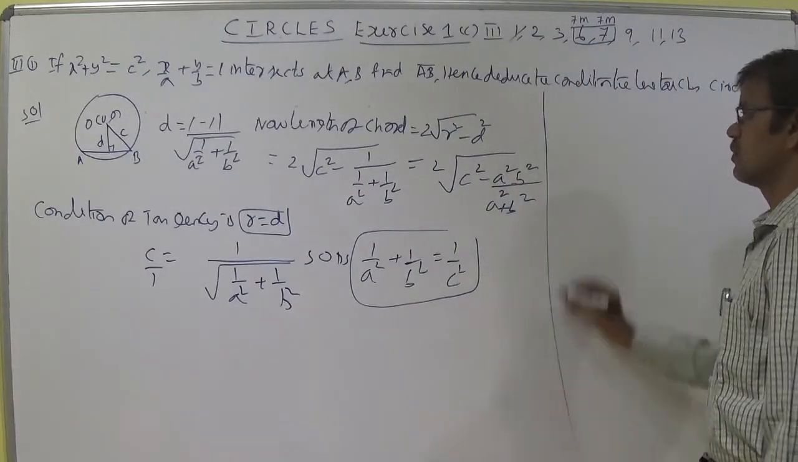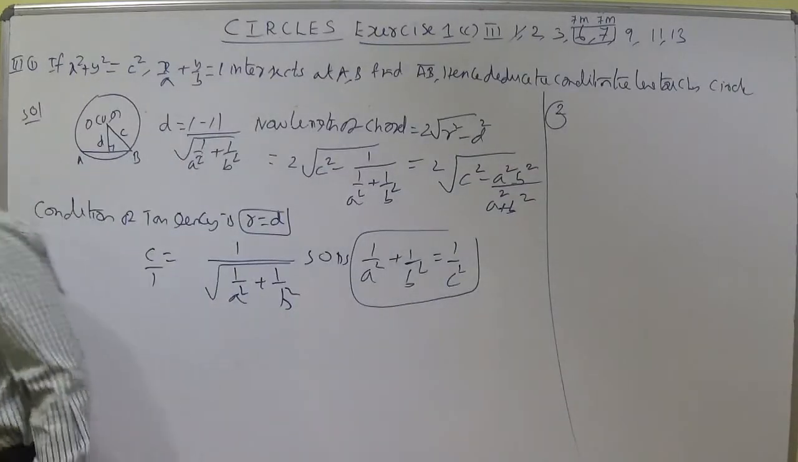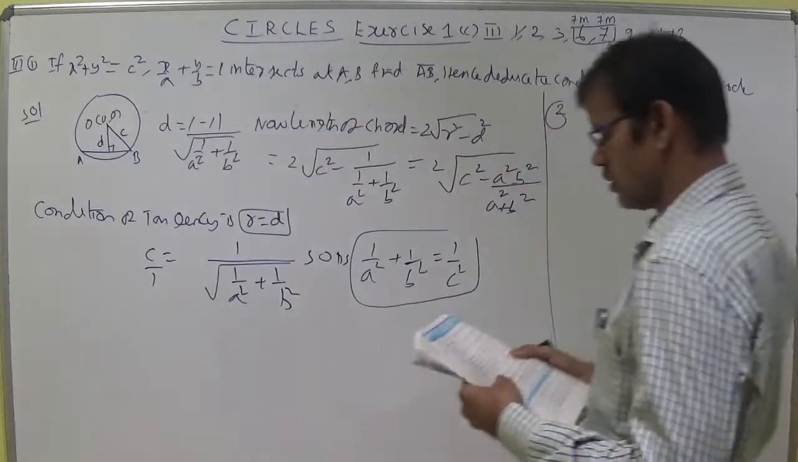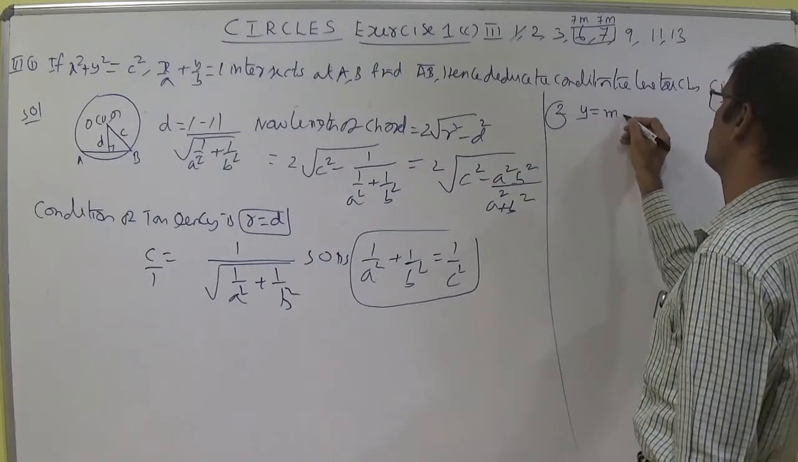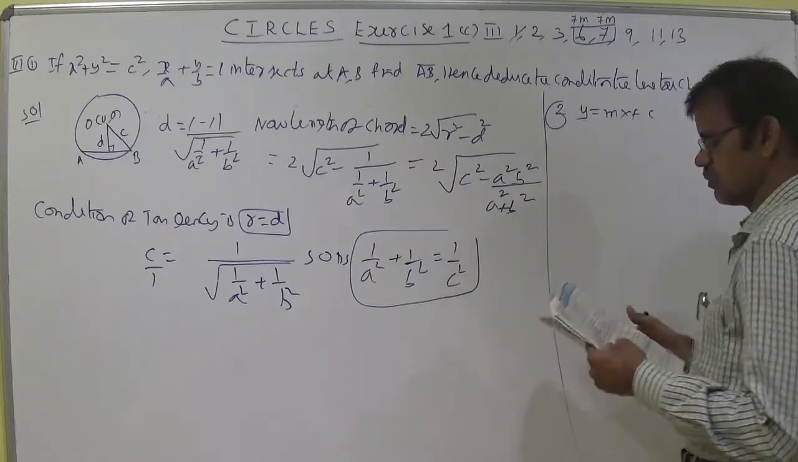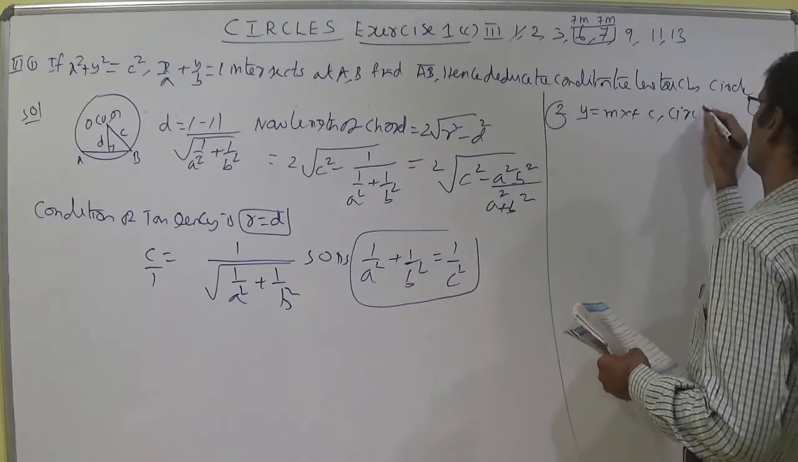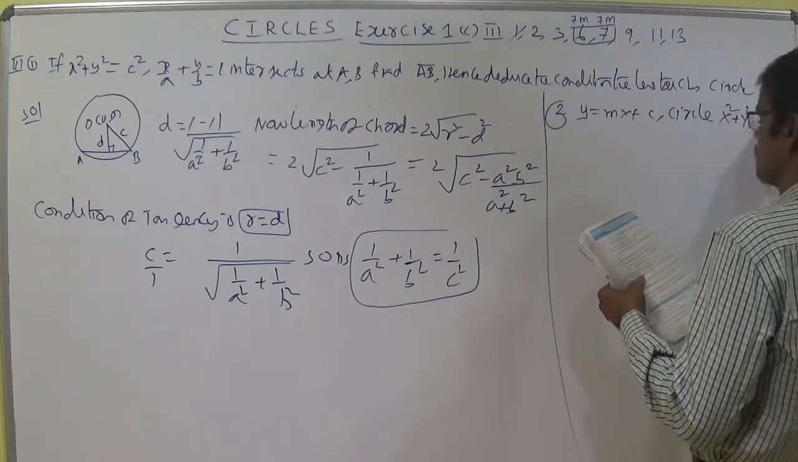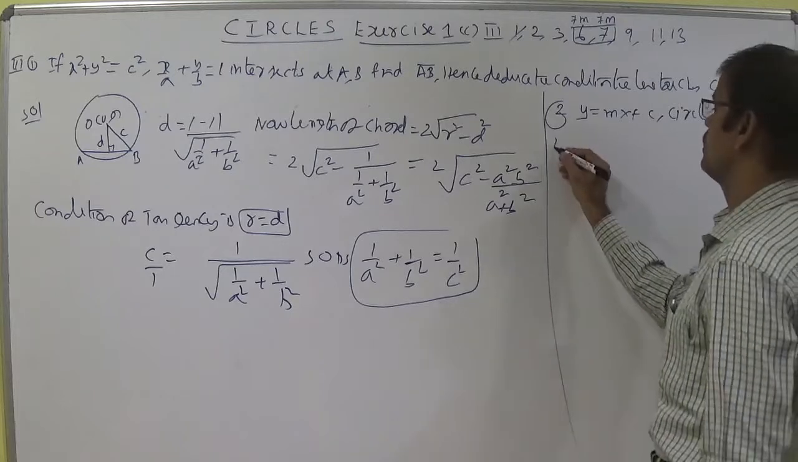Let us discuss the second question. Second question, the line y equal to mx plus c. This is also the same model. The line y is equal to mx plus c, comma, circle x square plus y square is equal to a square, he has given.